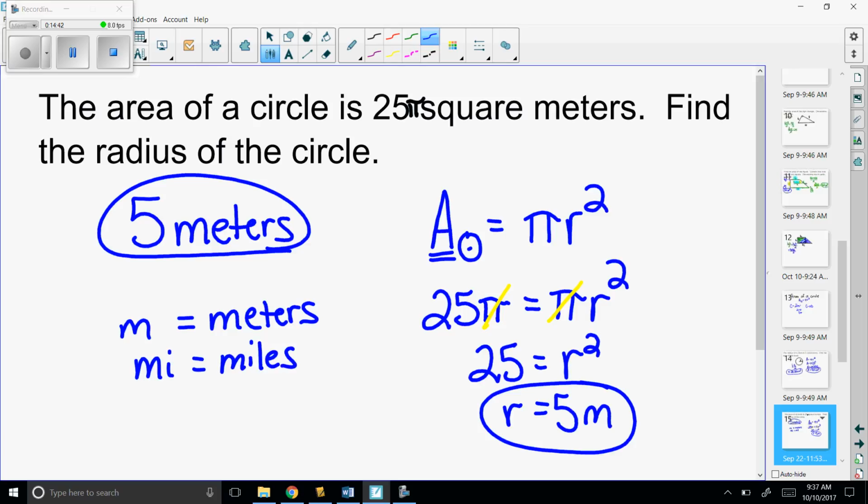And you'll notice that with your unit multipliers, be careful of that particular part, because some of you struggle with that sometimes.